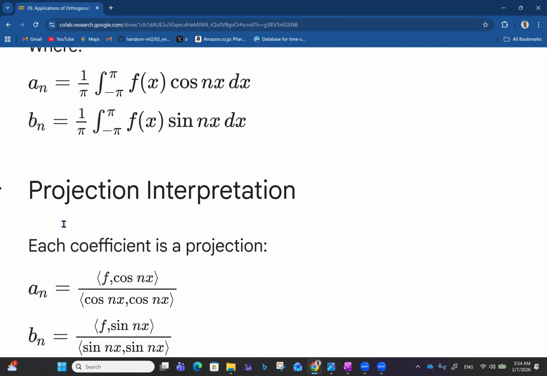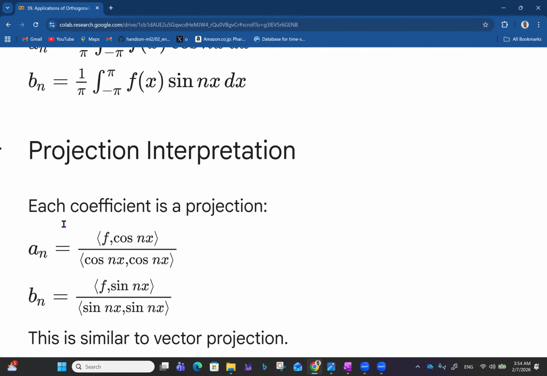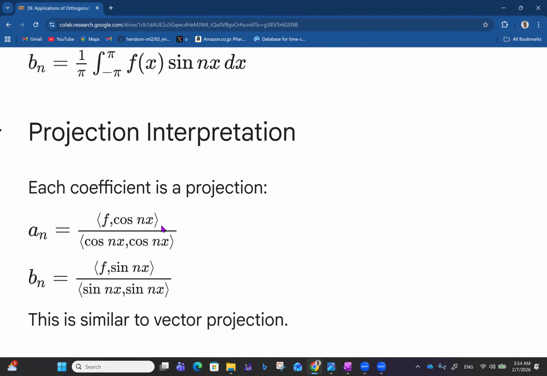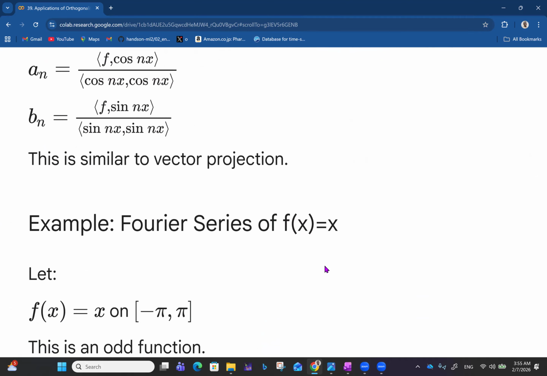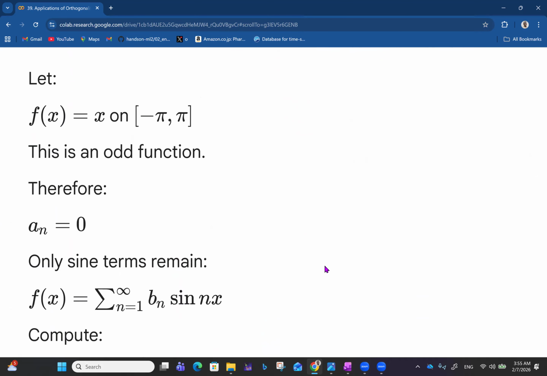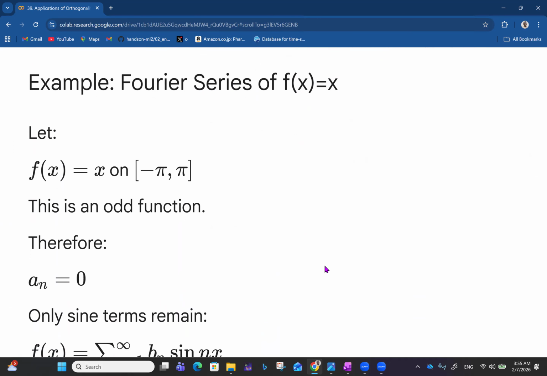For instance, that an you have is actually a projection, which is the inner product of f with cos nx, all over the inner product of cos nx with cos nx. bn is for sine now. This is similar to vector projection, where the projection of v onto u will be something like v dot u over u dot u multiplied by u. That's the projection of v onto the vector u.